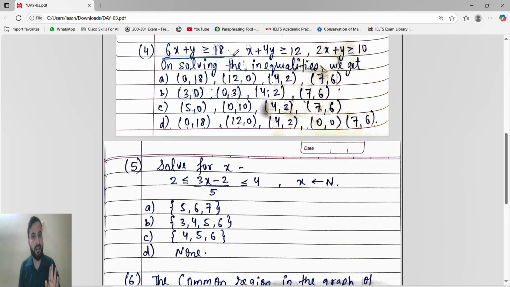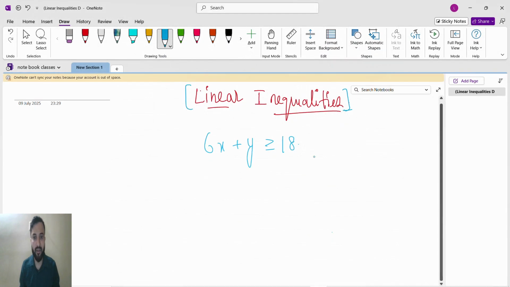6x plus y is greater than or equal to 18. We just have to take the first equation. Forget about the rest. Just take the first equation, 6x plus y is greater than or equal to 18. Now, we have already studied this.